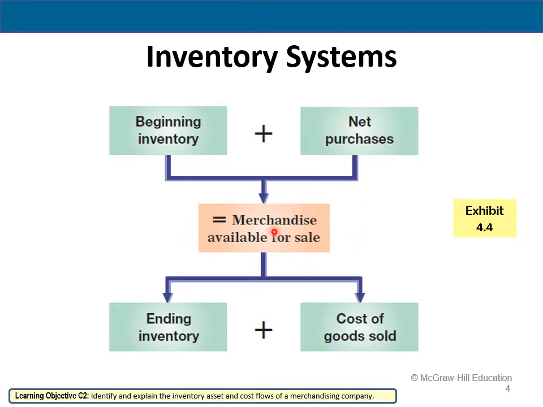And that number we need to split between ending inventory, which is what's on hand and unsold at the end of the period, and cost of goods sold. Obviously, cost of goods sold is the expense number from the previous slide, detailing how much it costs to make those sales.